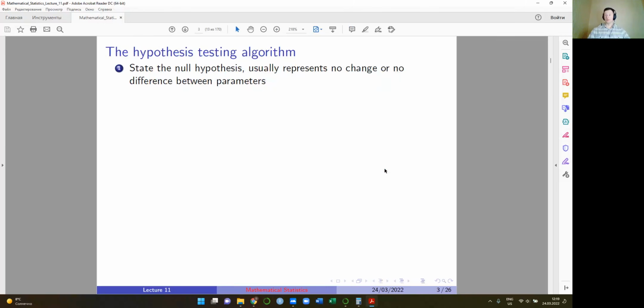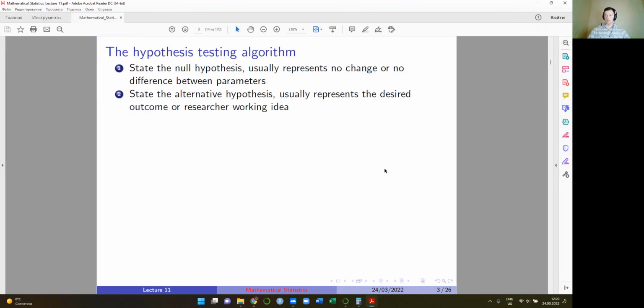And let me also briefly remind you the algorithm of hypothesis testing, so it might be useful for the upcoming midterm in the next week. So how do we do this hypothesis testing? So we have done this many times, but once again, as a repetition. We state the null hypothesis. Usually null hypothesis represents no change or no difference between parameters.